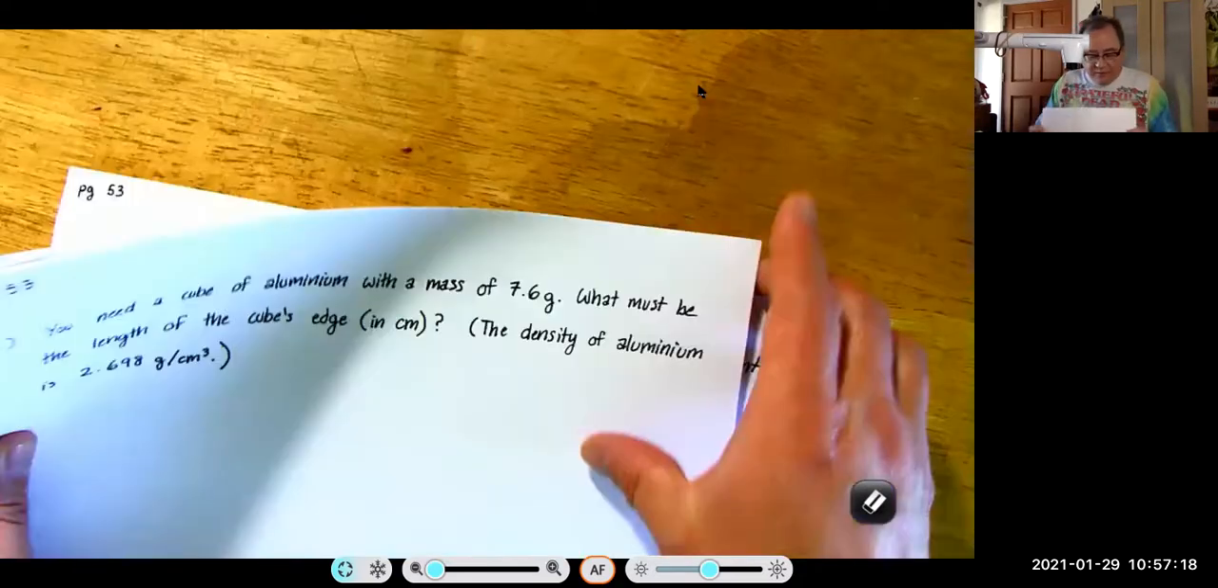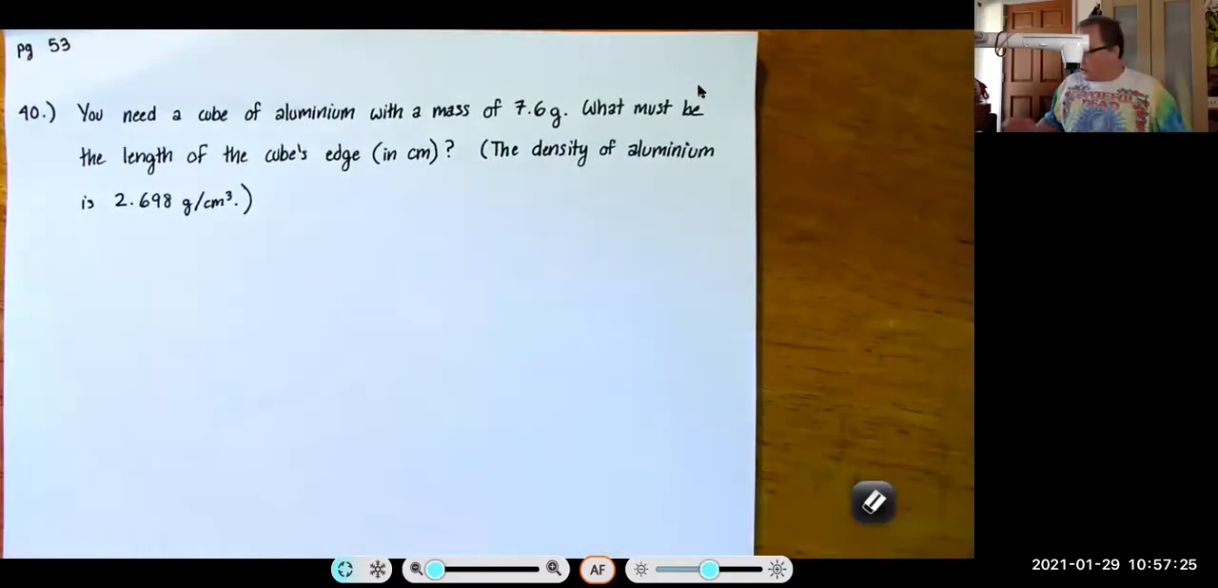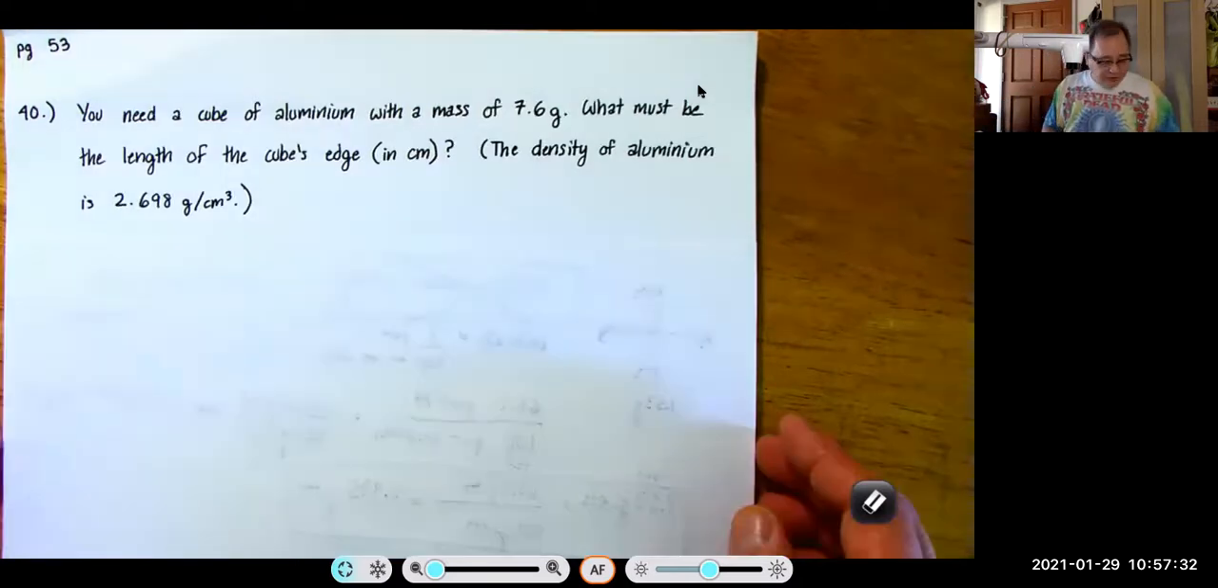Sometimes a problem will be given to you and you can't solve the problem with just one stroke or one solution. You might need to do a couple of things. And this is an example of that. So take a moment and read this one and I'll show you my solution.